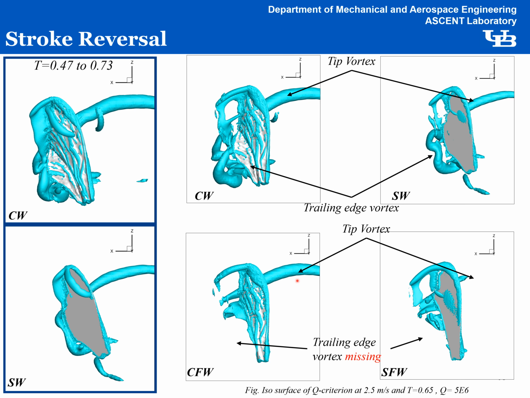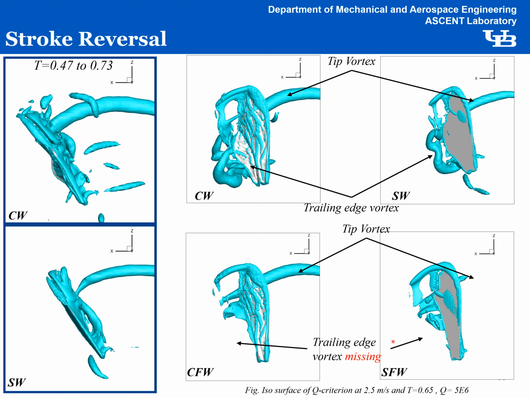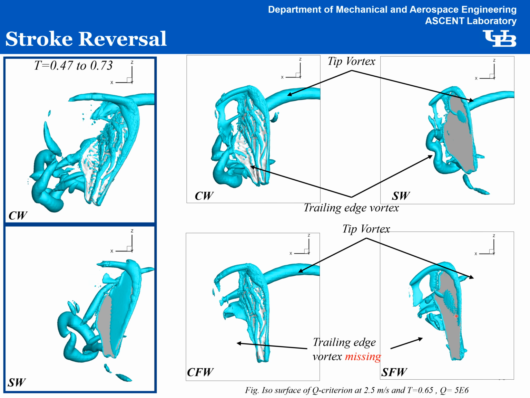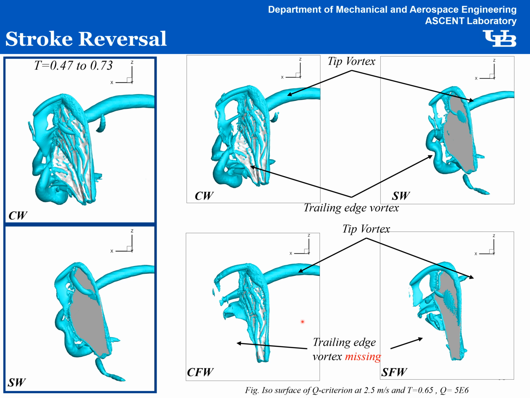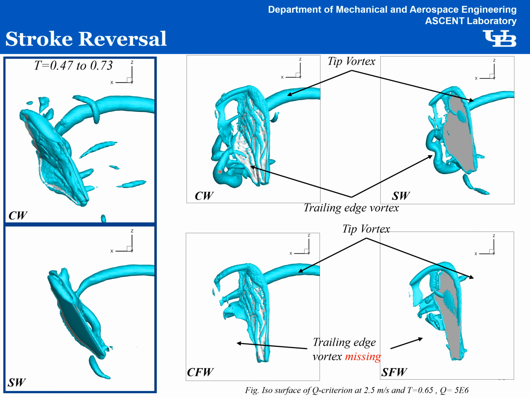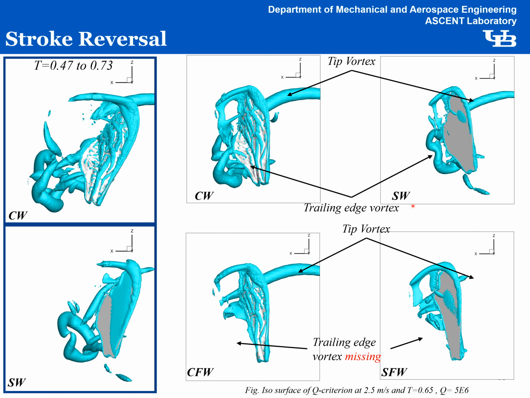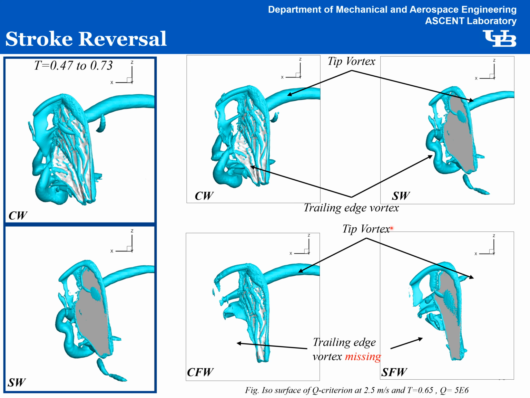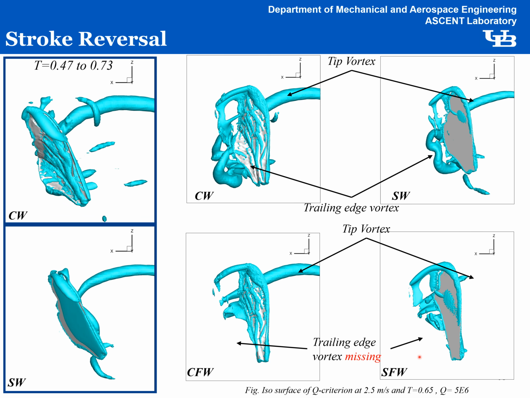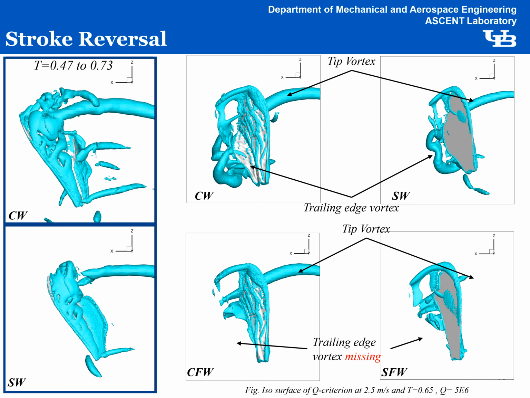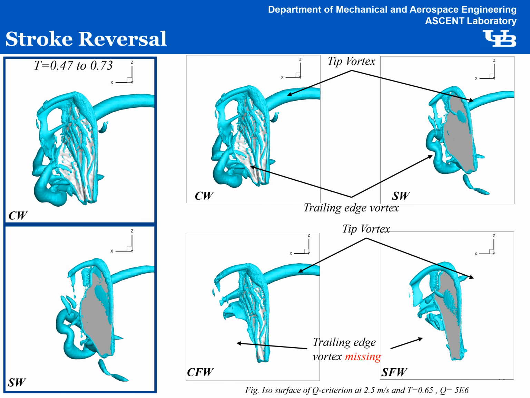The trailing edge vortex formation changes in the absence of the hind wing in the last two figures, as you saw. And the horseshoe-like trailing edge vortex that we saw in the corrugated wing and the smooth wing is absent in the CFW and SFW models, which causes lower lift and higher thrust during the stroke reversal.